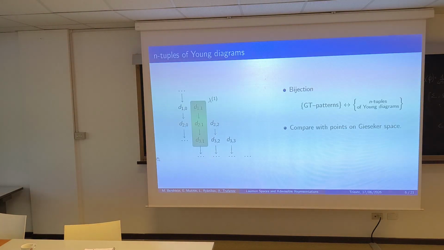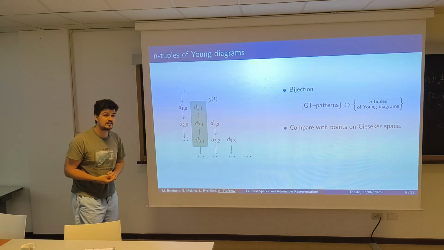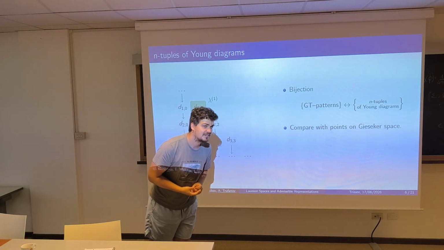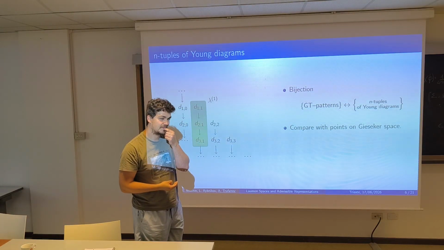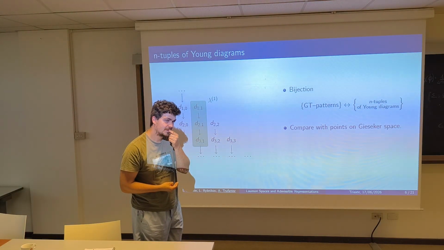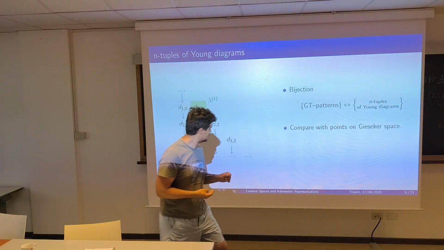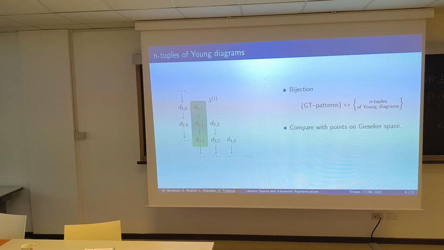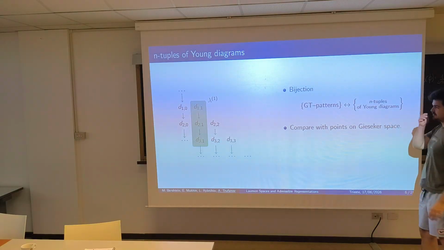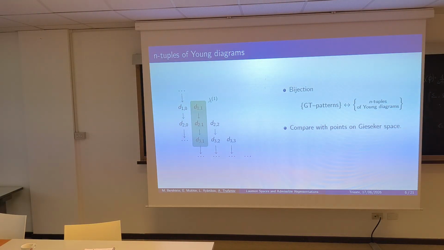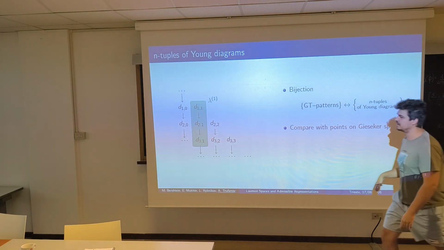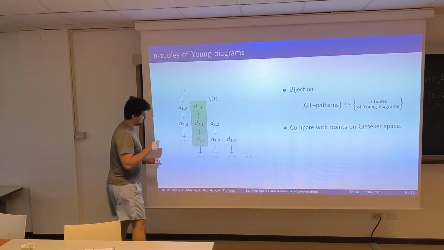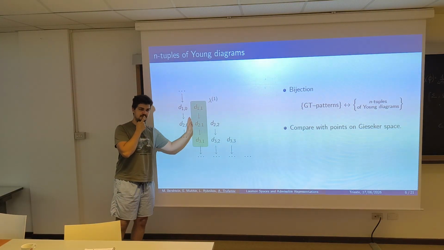Sorry, are these tuples nested Young diagrams, in the sense that one is a subdiagram of the other, or are they just generic? No, they are just arbitrary. So it's just n Young diagrams, and there are no conditions on them. You see, the arrows here are the inequalities, and there are no inequalities between neighbors.